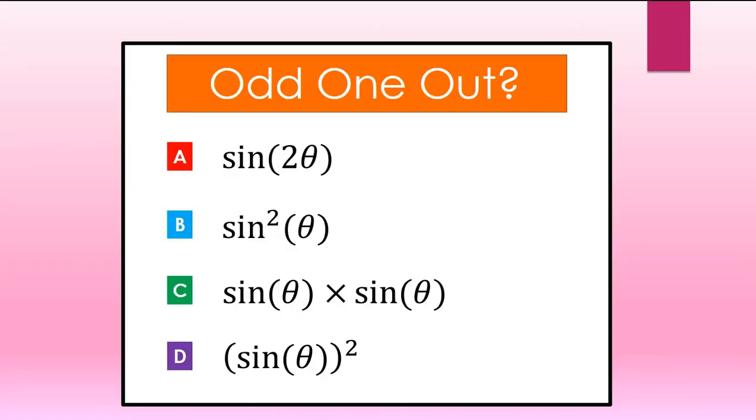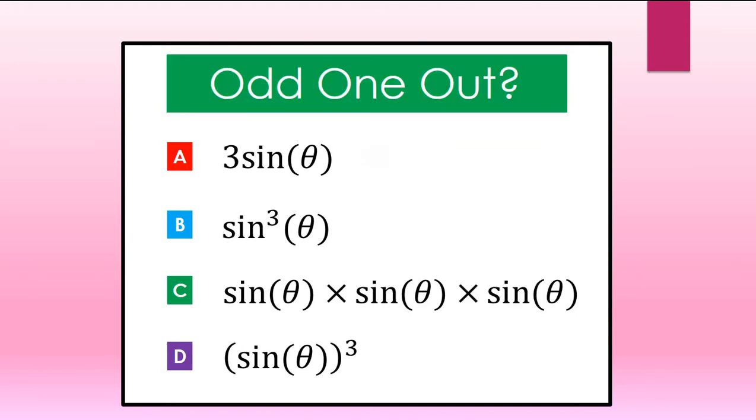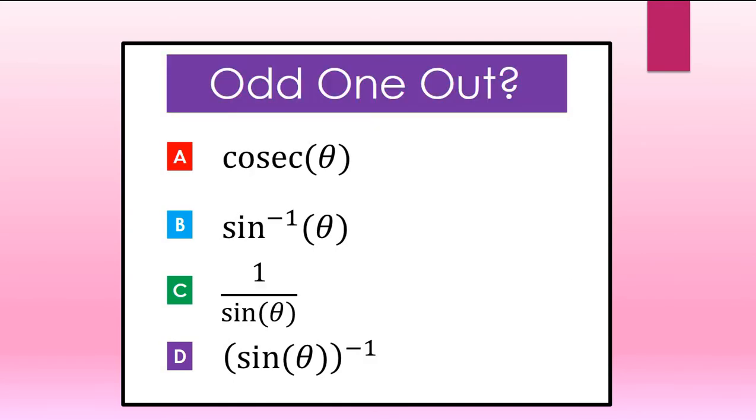Let's just clarify that. Okay, so looking here, which one is the odd one out? Well, hopefully you realise they're all the same as sine squared theta except for the sine 2 theta. Similarly, we've got lots of sine cubed thetas except for 3 sine theta. Here, let's just have a look. Cosec is the same as 1 over sine. Okay. So these all match except for sine to the -1, because we call that the inverse sine function.